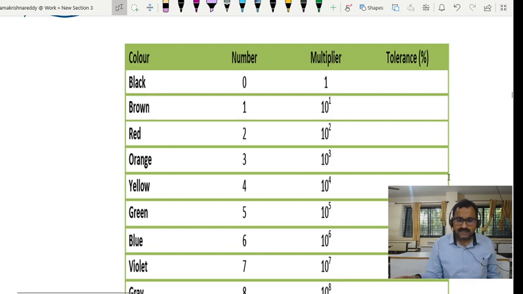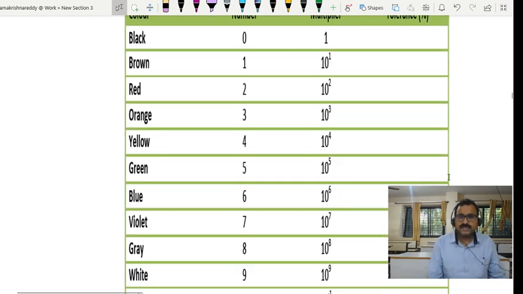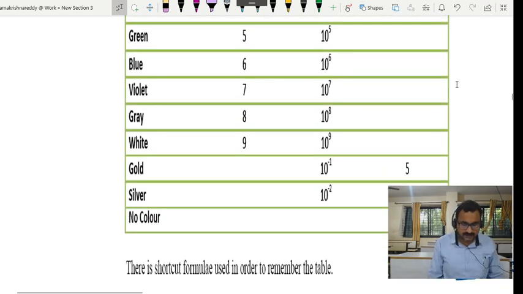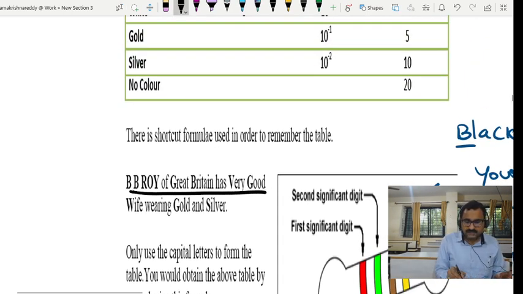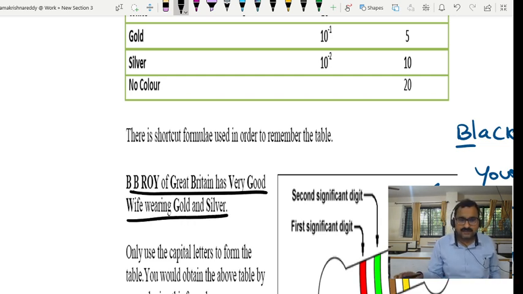Color, number, multiplier and tolerance. Already you know that one. To remember, you are using the common sense test. What is that? BB Roy of Great Britain has a very good wife wearing gold silver necklace. Otherwise, black brown rods of your gate becomes very good when given golden and silver color. So the shortcut for that one, already you know, is BB Roy of Great Britain has a very good wife wearing gold and silver necklace only.